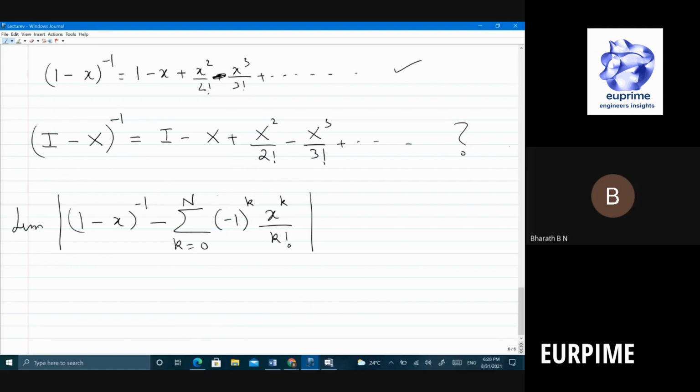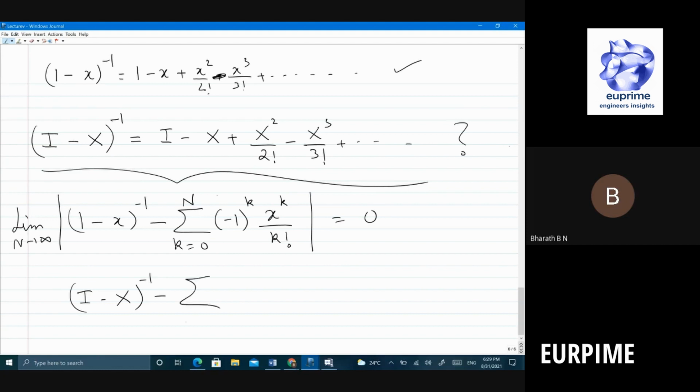Now you are saying the limit as n tends to infinity is 0. This is the meaning of this, right? It's basically a series, and this is how you deal with series. That's why you start with a limit, and if you have a series, I can think of a series as a sequence and the limit of it. Now, what does this mean here? So this also means I have to look at (I minus x) whole inverse minus the sum of minus 1 power k x power k over k factorial. This is the difference. But can I take absolute value here?